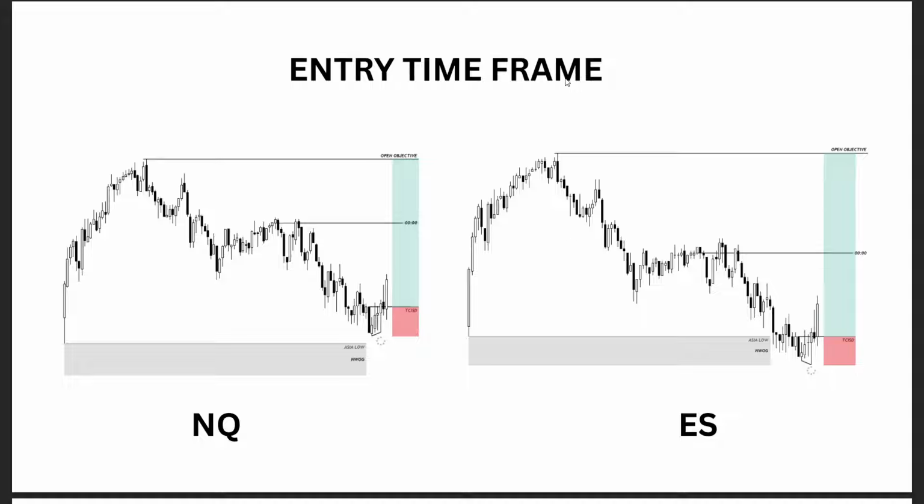This is the entry time frame, meaning this is the 5-minute time frame. All right, this is where I took my trade, this is where I took my entry right there. Plus, if you can notice, we have a new week opening gap right there. New week opening gap. This just makes it higher probability, much higher.